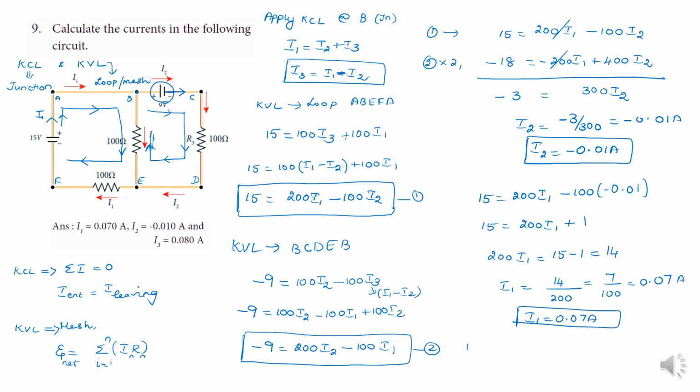Okay. What is I3 equal to? I3 is equal to I1 minus I2. So I1 minus I2, which is 0.07 minus 0.01. So I3 is equal to 0.08 amps. Okay. That's it.